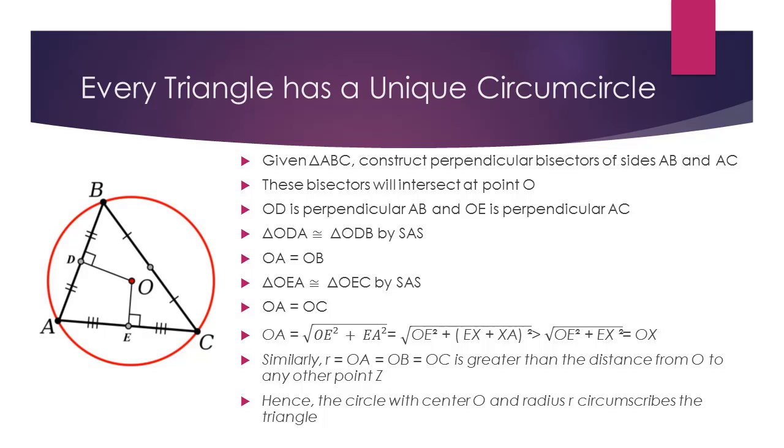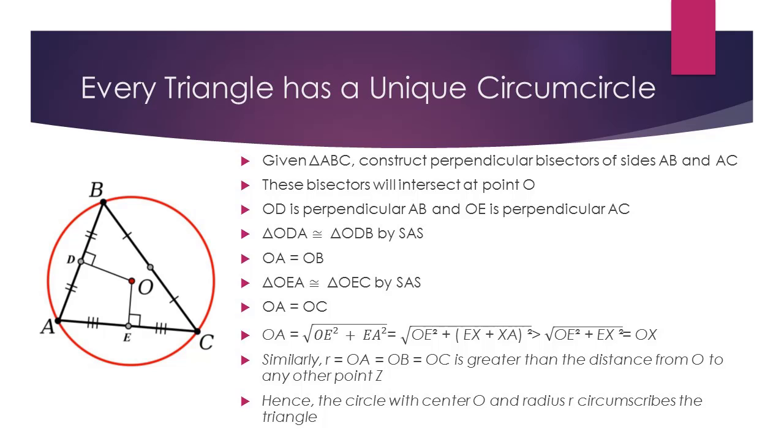Now we can consider any point X on segment AE. We find that from the Pythagorean theorem, OA is equal to the square root of OE squared plus EA squared, which is also equal to the square root of OE squared plus (EX plus XA) squared, which is greater than the square root of OE squared plus EX squared, which is equal to OX. And from all of this, we know that OA must be greater than OX.